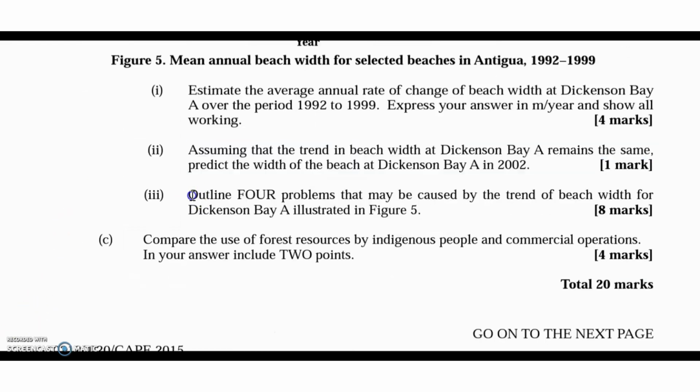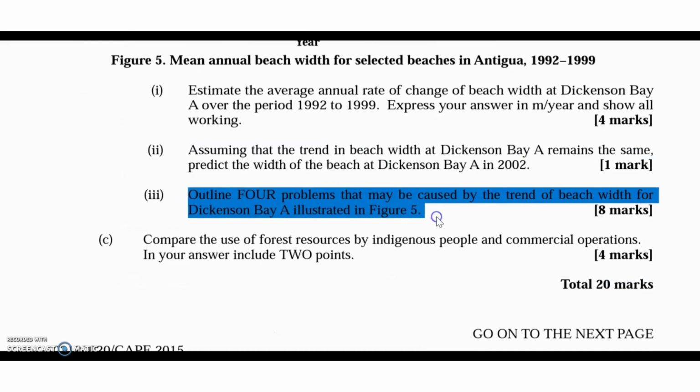All right, part 3. Let us outline 4 problems that may be caused by the trend of beach width for Dickinson Bay A, illustrated in Figure 5. First and foremost, we have to understand that the most significant trend here is a narrowed beach width. A narrowed beach width would be associated with several problems. Number one, the swash, or the movement of water which approaches the land, would have a greater erosive effect. It will contribute to more erosion.